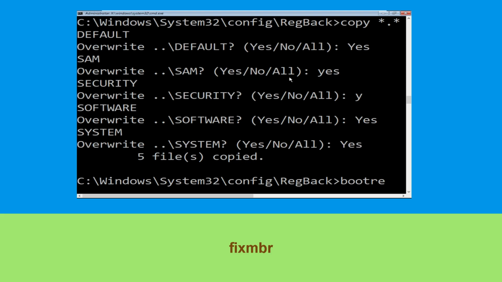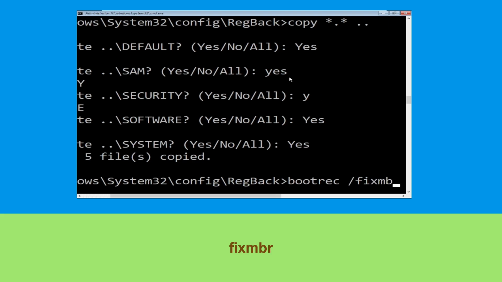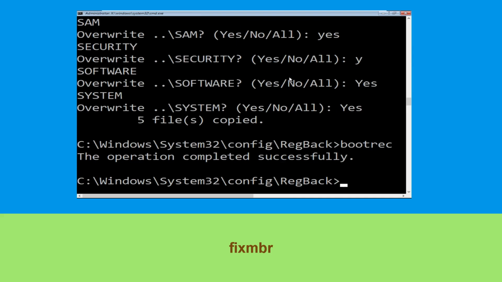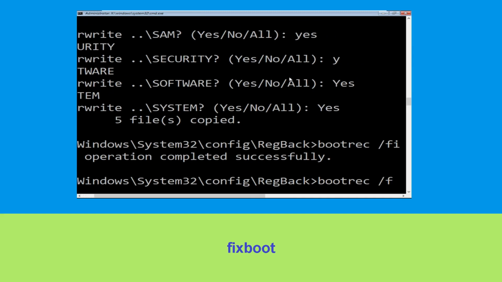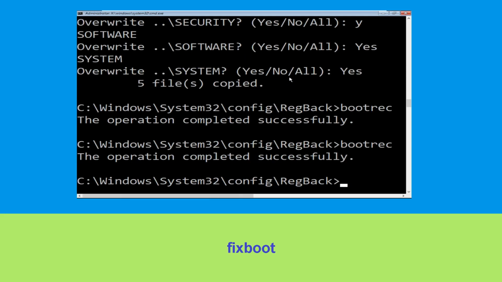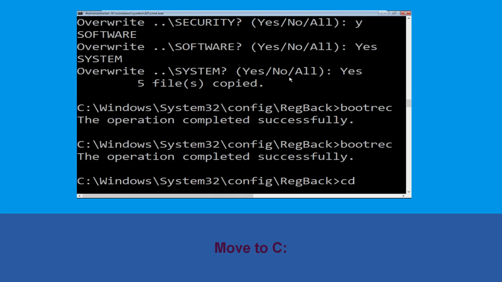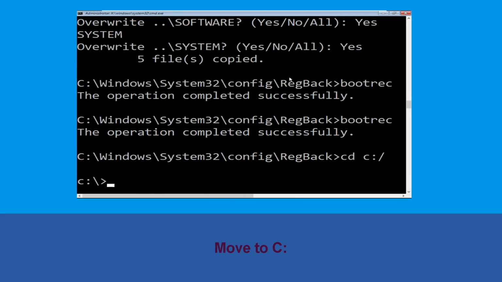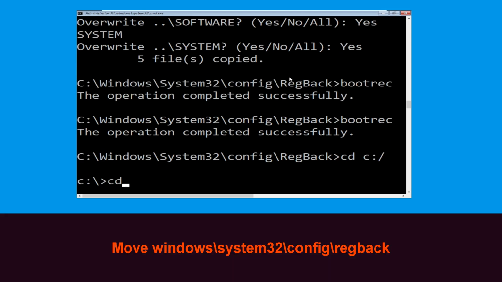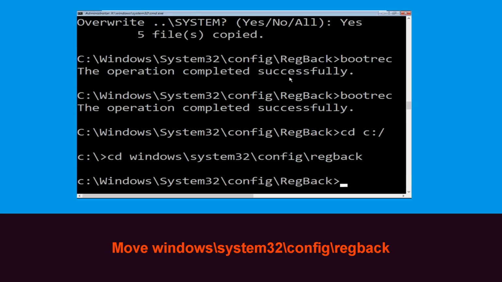Now execute this command. Type bootrec /fixmbr and simply hit enter. Now execute this command. Type in bootrec /fixboot and hit enter. Now execute this command cd c:\. Now type this command cd Windows\system32\config\regback and simply hit enter to execute the command.